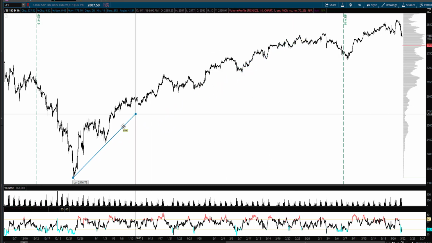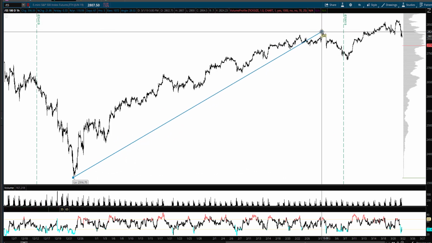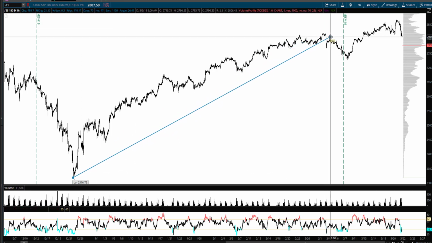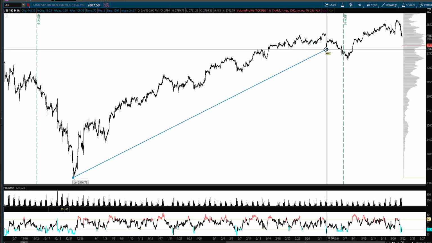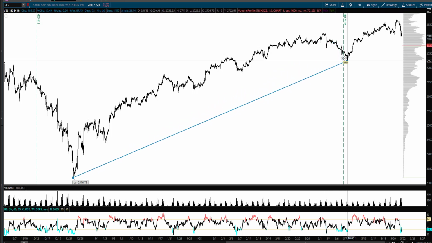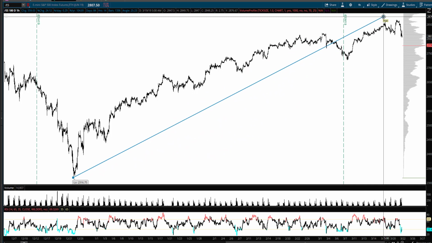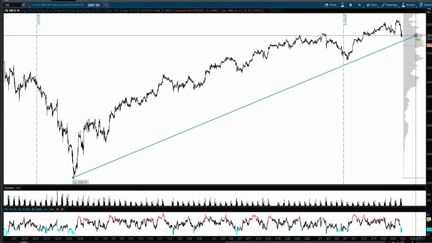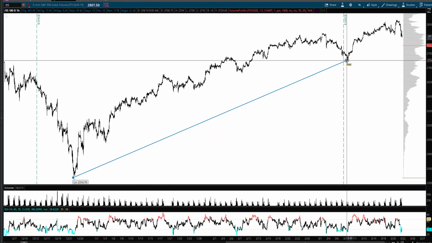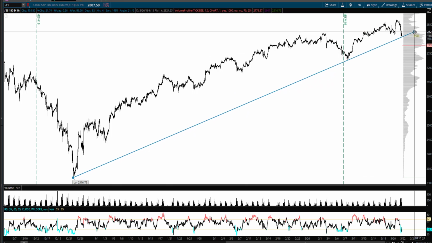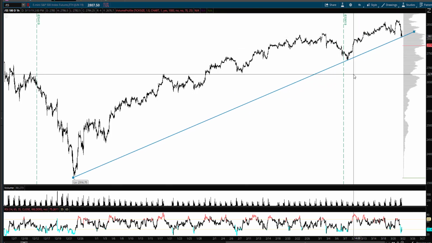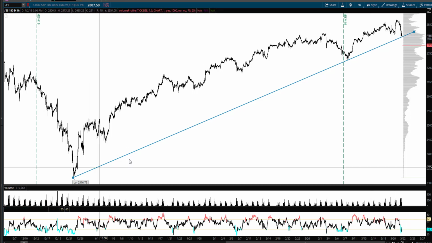From this low to this high here, you can see that it broke the trend here and then continued down. This was about a 5-day downtrend. So we made a new high, and if we connect to the widest point right here, you can see that's kind of where we're at right now. So we're testing this uptrend.